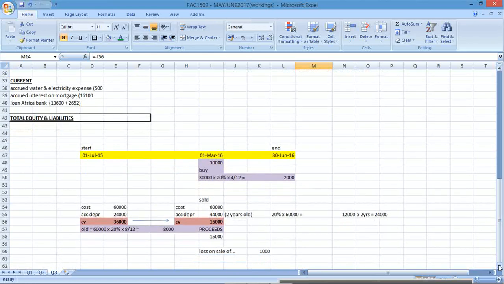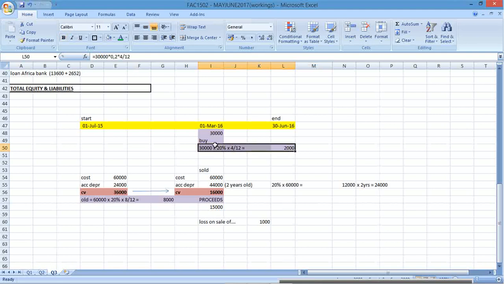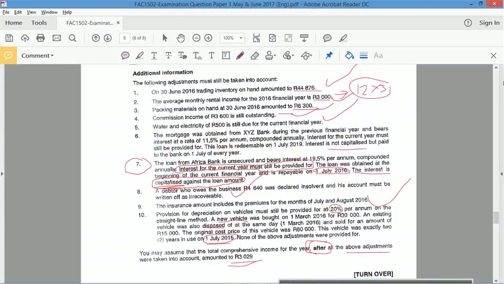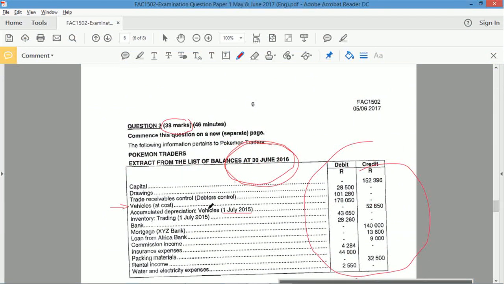Okay, so we need to show the depreciation. We've got one there, we've got another one there. Okay, cost was 60,000. What other vehicles did I have? Where is it? Vehicles that cost there.